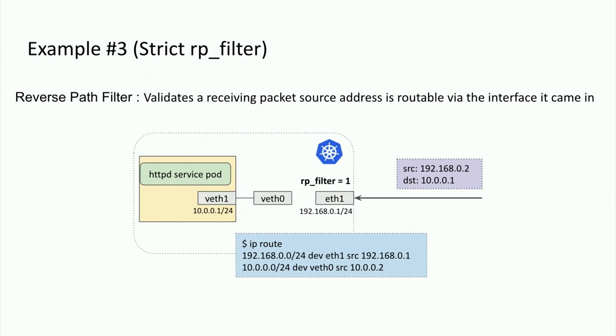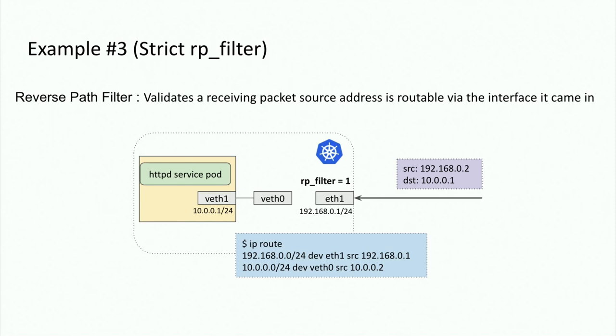So when this request is received on the ETH1 interface on my Kubernetes node, there is an RP filter configured on this interface by default, and it's set in the strict mode. So this request will be dropped because if you look at the IP route table here, it says that all the traffic that's destined to the 10.0.0.0/24 subnet needs to be received on the VEth0 interface. But in this case, we are receiving it on ETH1.